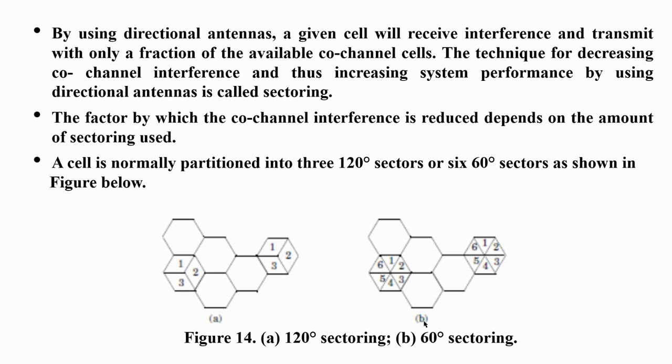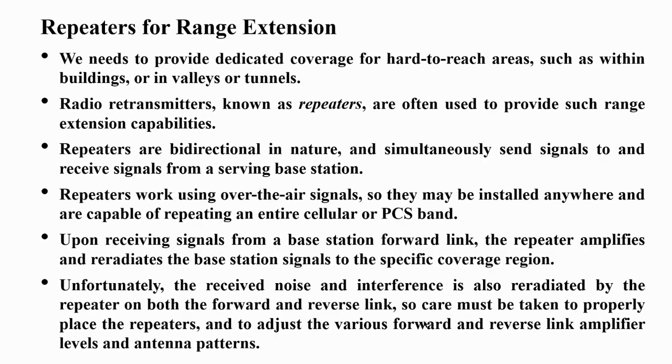For example, we can divide a cell into three 120-degree sectors or six 60-degree sectors, which is denoted in the diagram below. The first is a normal cell divided into 1, 2, 3. Each directional antenna will cover 120 degrees, so this is called 120-degree sectoring. In a similar way, we can reduce it further. A cell can be divided into 6 different areas, where each antenna covers only 60 degrees. So this is called 60-degree sectoring. These are the types of sectoring.